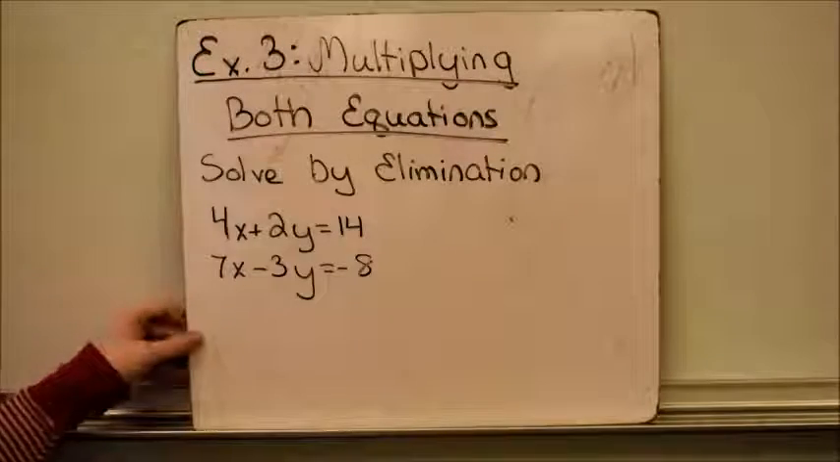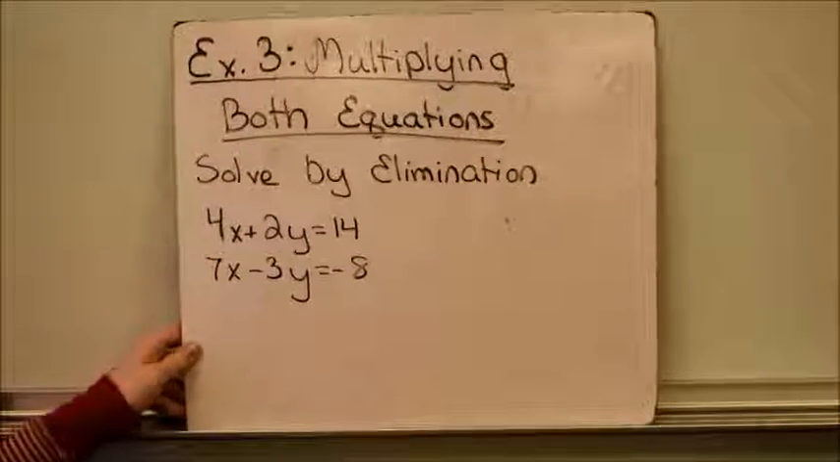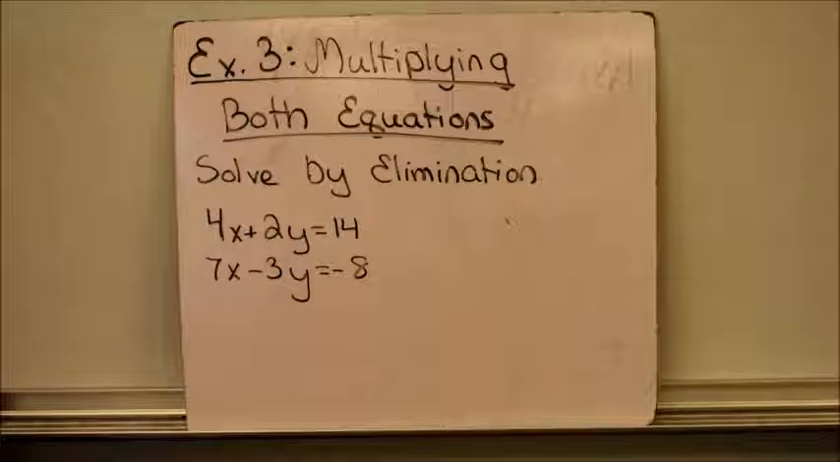All right, our final example. So multiplying both equations. We've seen a problem where one of the terms already cancels out and we didn't have to do anything to the equations. And we've seen a problem where we only had to multiply one term to get them to cancel out. But now that's not the case. Now we need to multiply both of these terms.